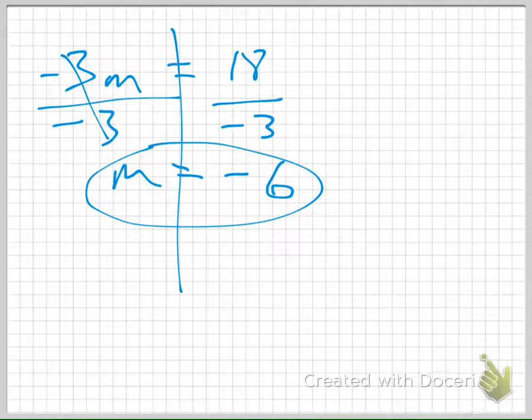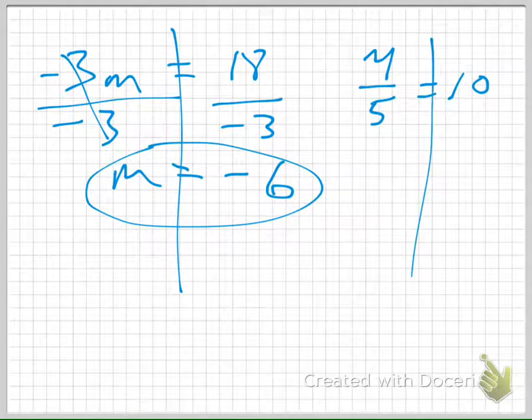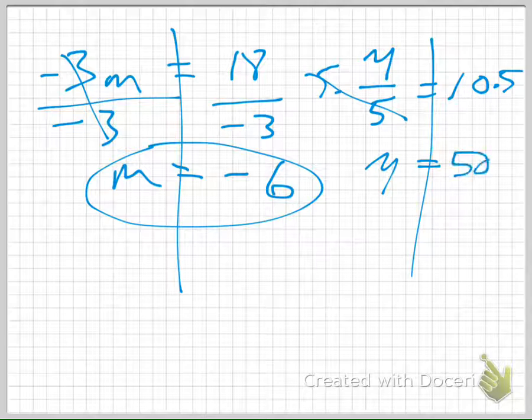Easy. And then if I have y over 5 equals 10, line down the equal sign. Is the variable happy? No, not alone. He's being divided by 5. What's the opposite of divide by 5? Multiply by 5, multiply by 5. Those 5s are gone. Y equals 50, right?